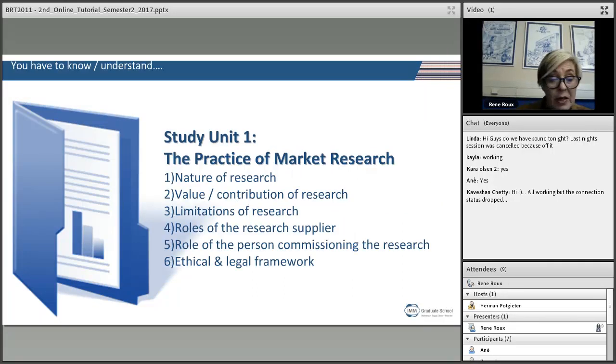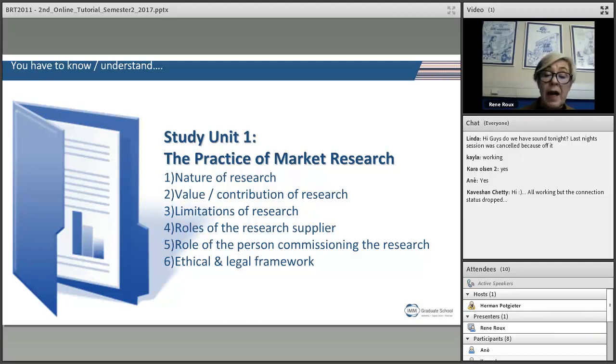The main things that you need to know when you work through this unit is you need to understand what they mean by the nature of research. Then secondly, why do people do research? What is the contribution? What are the reasons for that? And as with lots of things in life, nothing is perfect because we don't live in a perfect world. So there are limitations to research, and it's important that you guys also understand that.